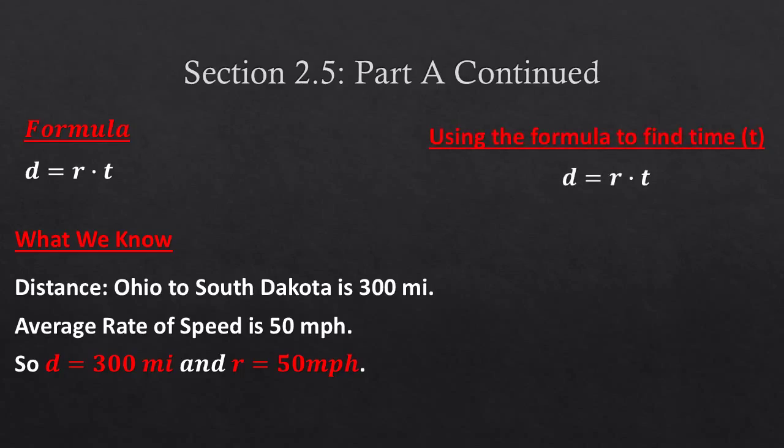So D is 300. Where the D is, replace it with 300, equals the rate, which we know is 50, times T. Now how am I going to solve for T? I need to get rid of the 50. I'm going to use the division property, which means I'm going to divide both sides by 50. On the right-hand side, the 50s cancel out, leaving the T by itself, and 300 divided by 50 is 6. Therefore, this translates to 6 hours.